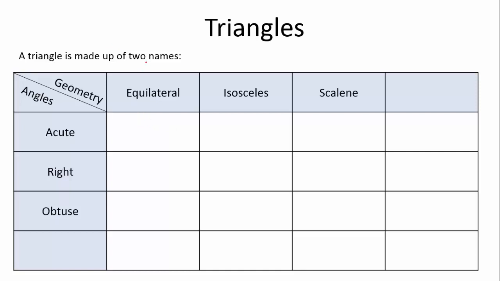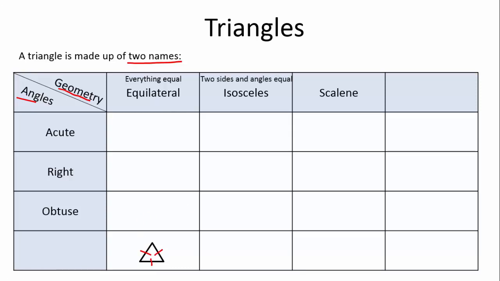Like I said, a triangle is made up of two names. First, looking at the geometry of the triangle. This is about the sides, and then the angles of the triangles. So remember we had equilateral, isosceles, scalene, acute, right, and obtuse. Okay, so equilateral, everything is equal. All the sides are equal. We have an equal side, an equal side, and an equal side.